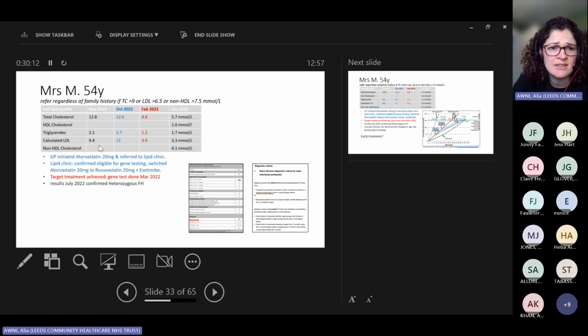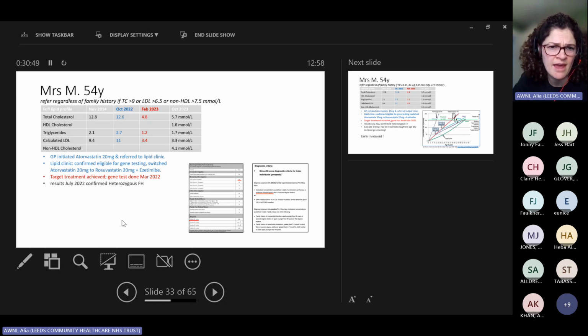Now this patient had her bloods done in 2014 and then again in 2022. When I look at the consultation, she wasn't aware of the high cholesterol levels, so we started her straight away on atorvastatin for primary prevention and referred her to a lipid clinic. When they saw her in the lipid clinic, they switched the treatment because of the high cholesterol levels. They put her on rosuvastatin 20 plus ezetimibe, and that brought the LDL levels down by more than 50%. So we are achieving the targets.